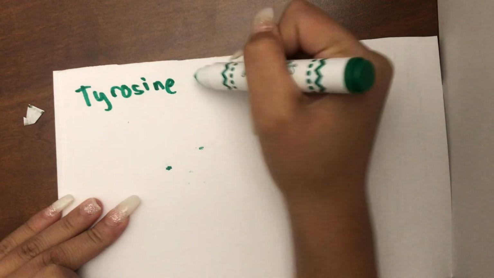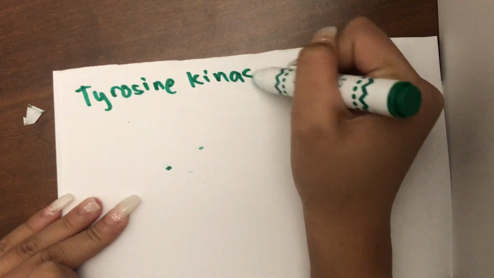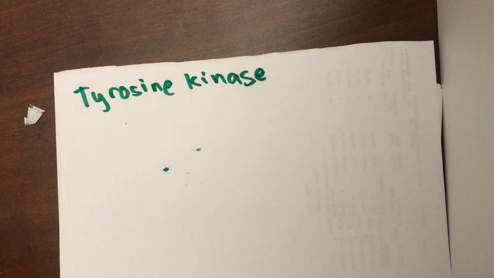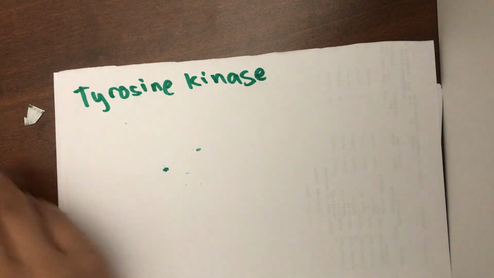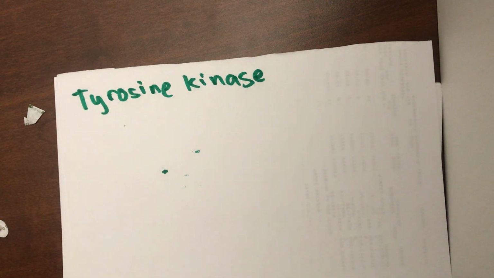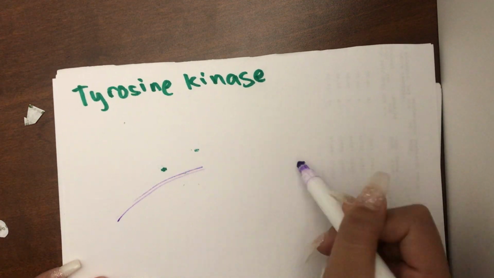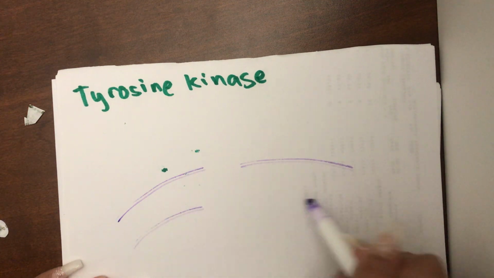tyrosine kinase. So this one I think is probably the hardest one to understand. So I'll explain it to the best of my ability. I can't promise that it will be perfect though. So here we have our bilayer again, right?